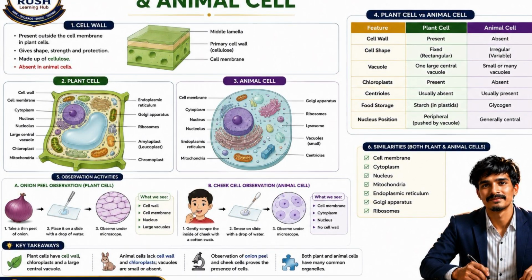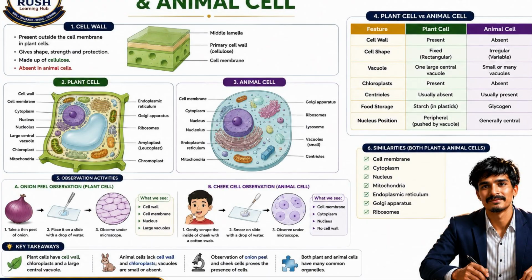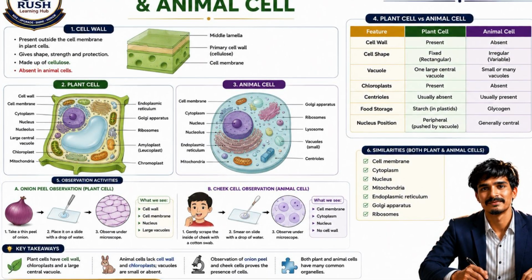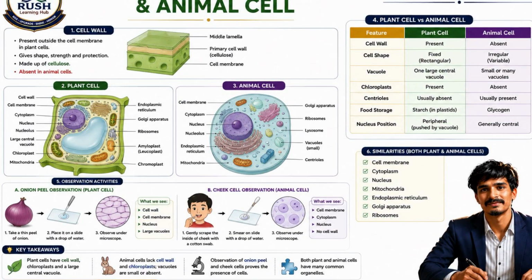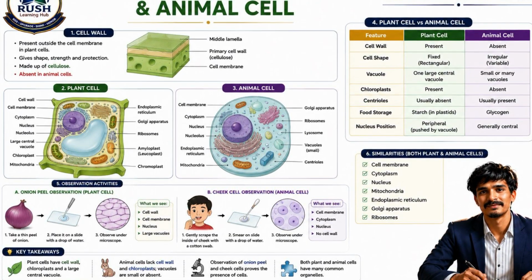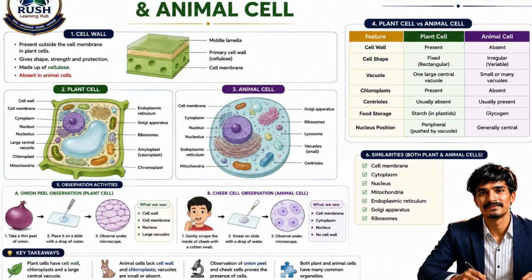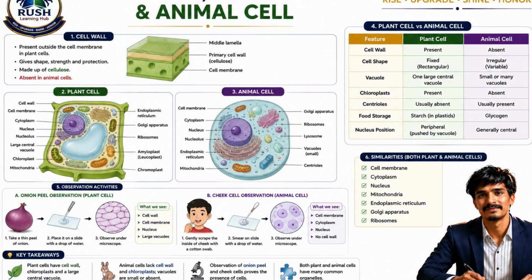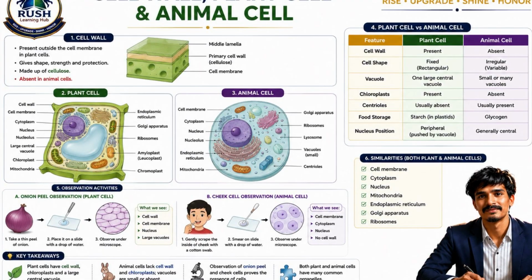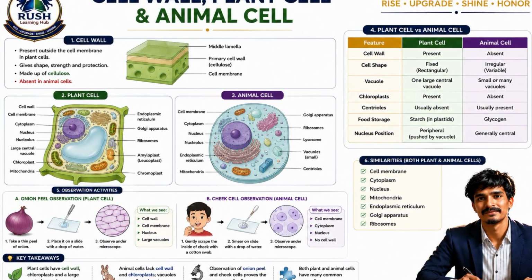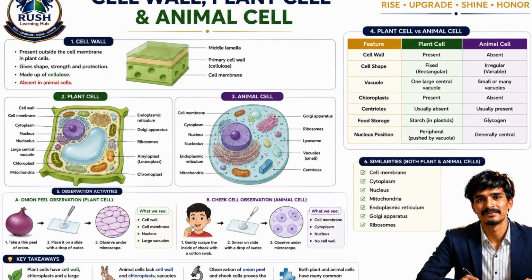The first difference is the presence of a cell wall. Plant cells have a cell wall, whereas animal cells do not. The second difference is shape. Plant cells usually have a fixed rectangular shape, while animal cells often have an irregular shape. The third difference is chloroplasts. Chloroplasts are present in plant cells but absent in animal cells.